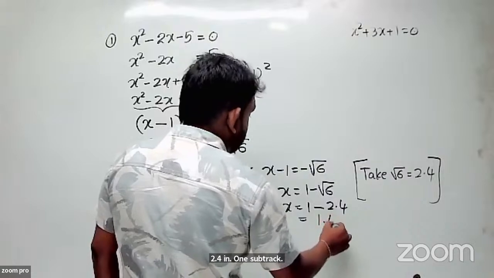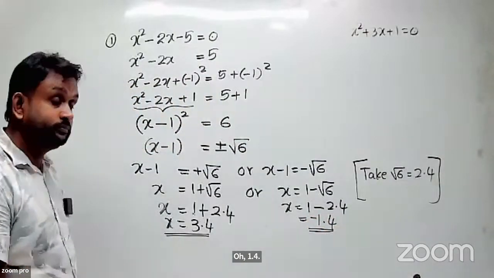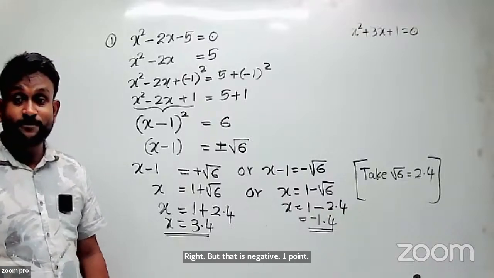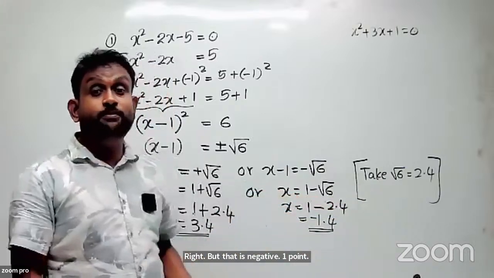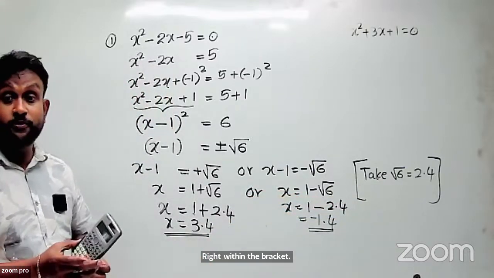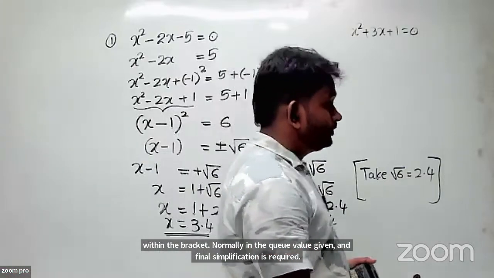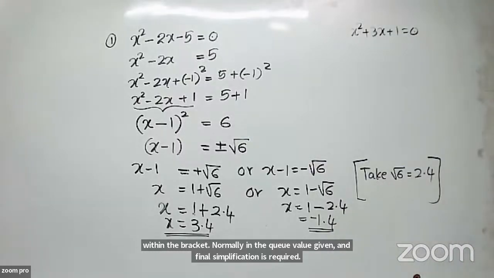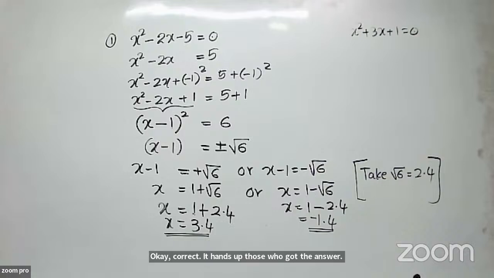1.4, right, but that is negative 1.4. Okay, right, correct it, and this one right within the bracket. Normally in the question, the root value is given and the final simplification is required like this. Okay, correct it. Hands up those who got the answer.